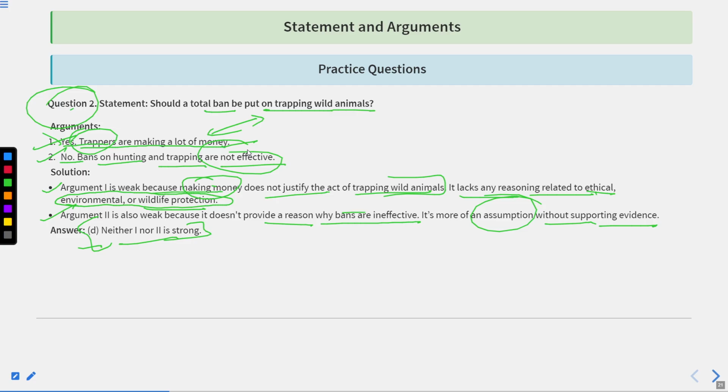We have assumptions; we have to remove assumptions. We have to remove comparisons. We have to not get deviated from the statement. So all these things have to be kept in mind, my dear students.